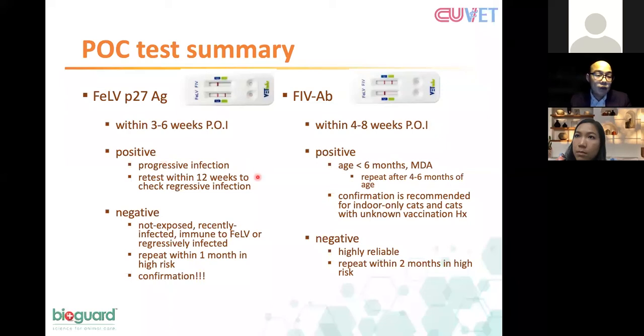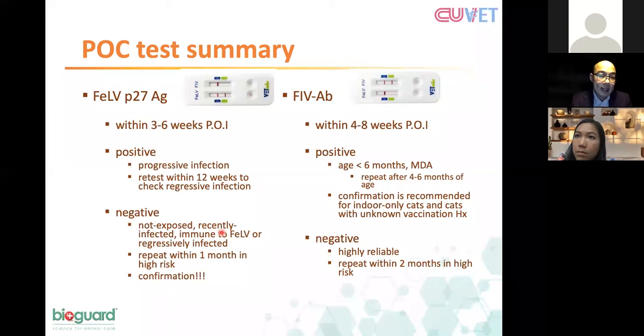And I would recommend you retest the presence of P27 antigen in the blood about 12 weeks after the first test to confirm whether the cat is progressively infected or it can control and turn out to be a regressively infected cat. If the first test is positive and the second one is negative 3 months apart, that means the cat can control and is regressively infected, and lives a similar lifespan to uninfected cats.